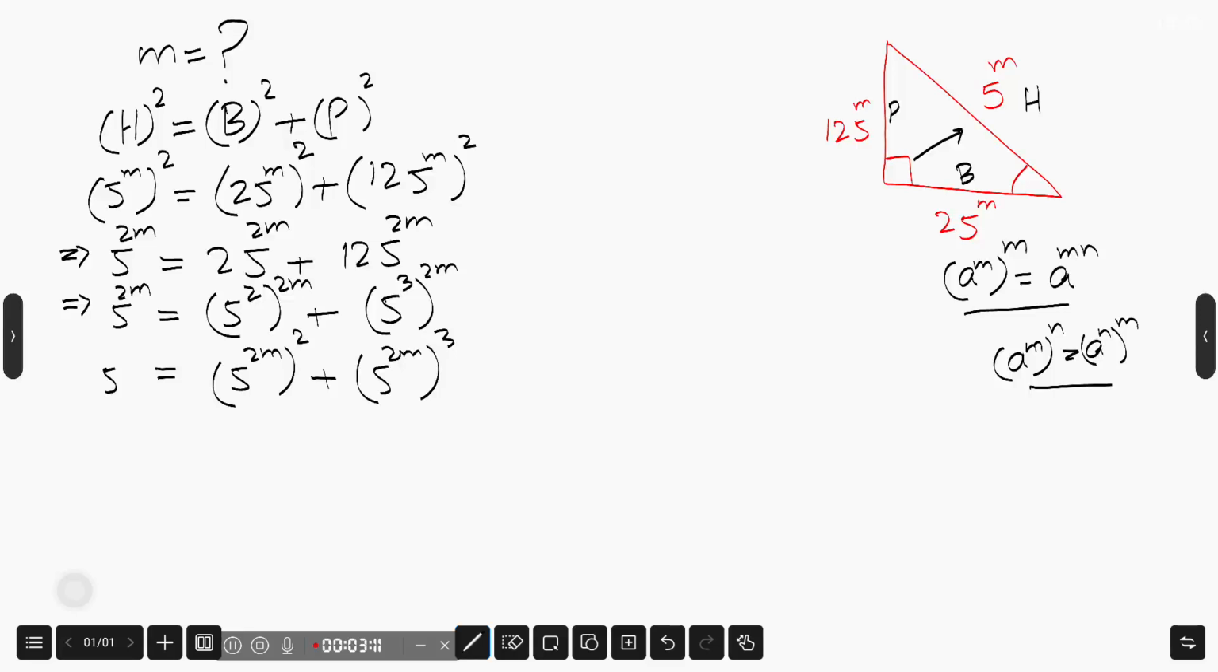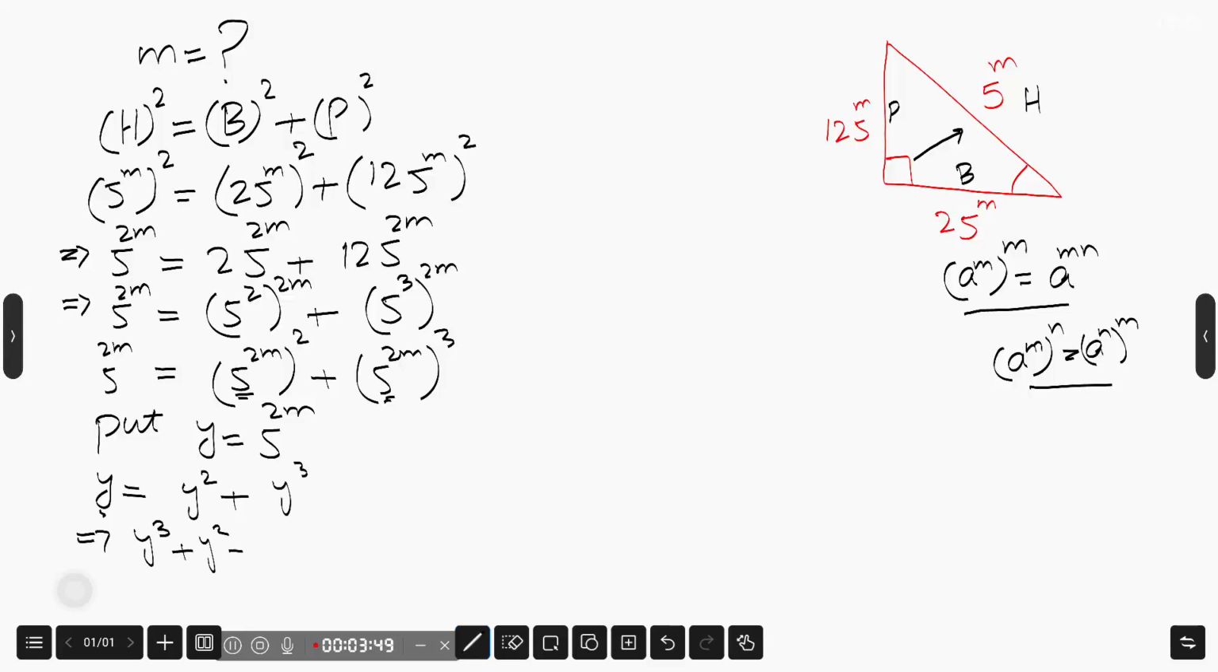Here you see that on both sides we have the same term 5 to the power of 2m, so we substitute this term equal to y, that is, y is 5 to the power of 2m. Now we substitute this value of y into the above equation, and it will be written as y equals y square plus y cubed. Now we move this y to the right hand side, and it will be written as y cubed plus y square minus y equals 0.